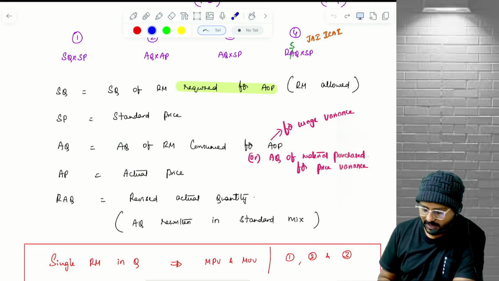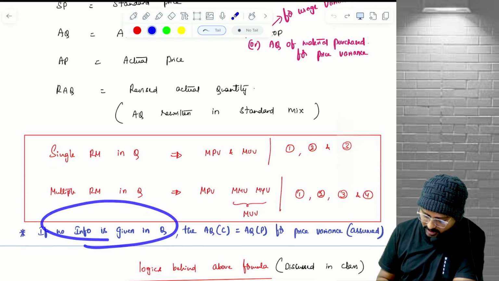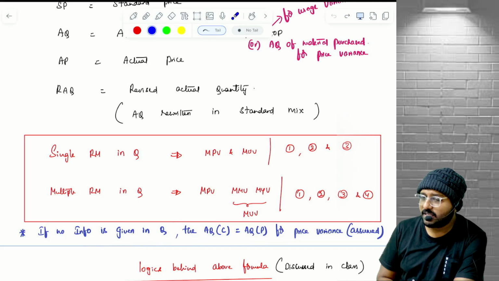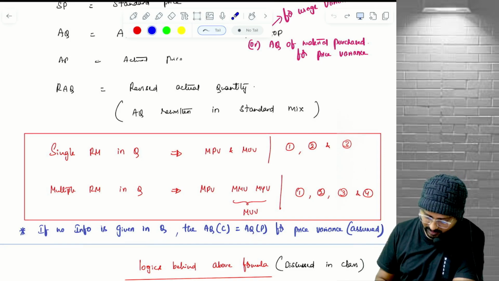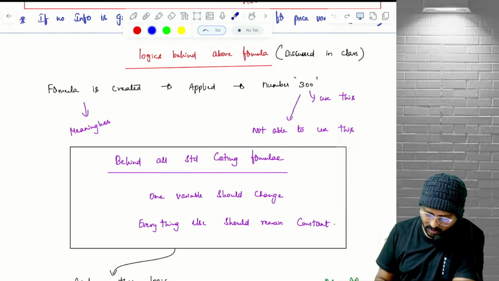Are you able to understand? But when there is no info given in the question, then it's going to be presumed what, Nana? Same. Both for price and usage, you're going to take actual quantity consumed only. Got it? Right. Okay, now let's go with the logics behind the formula.